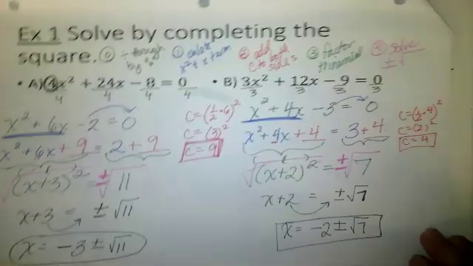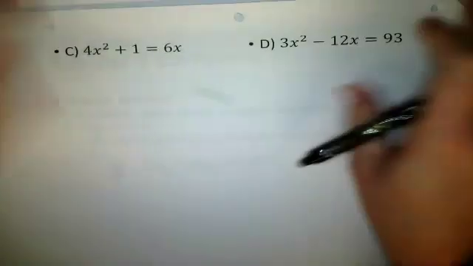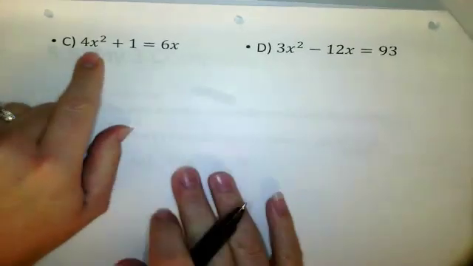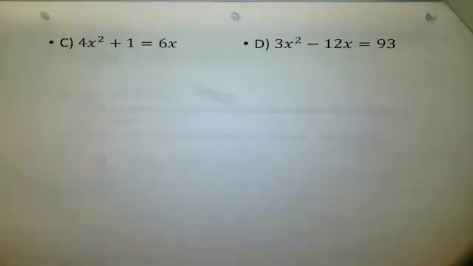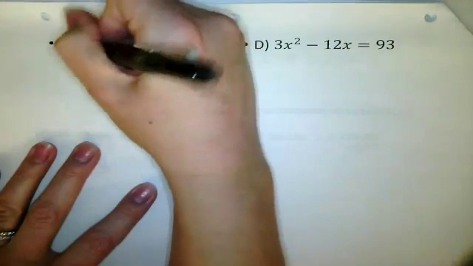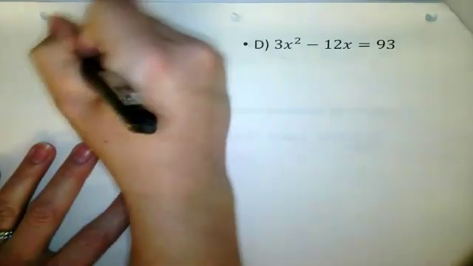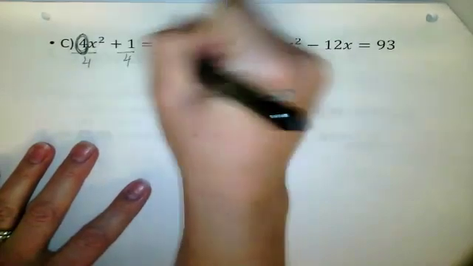All right. All right, one more. Let's just do C. We're going to do C because a lot of the problems today are in a crazy order. So we have 4x squared plus 1 equals 6x. Again, crazy order, right? So we need to rearrange. But before we rearrange, what do you want to do? Yeah, it's got a number in front of the x squared. What do we need to do? Divide everything by 4.